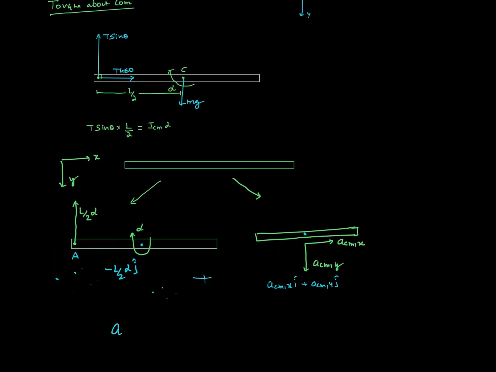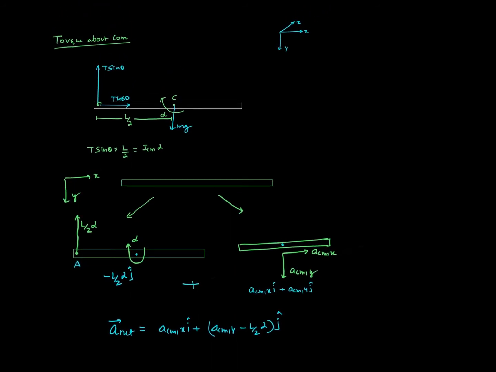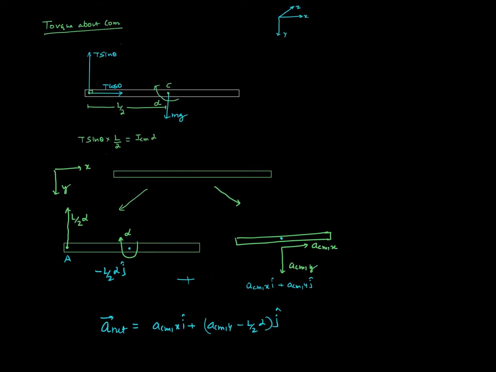So the net acceleration of the point A from the ground frame will be ACM x i cap plus ACM y minus L by 2 alpha into j cap. So basically, the only thing you have to do now is calculate the values of ACM x, ACM y, and alpha and substitute in this final result to find the acceleration of point A. And we can figure out whatever we need from equations number 2 and 3 on this page.